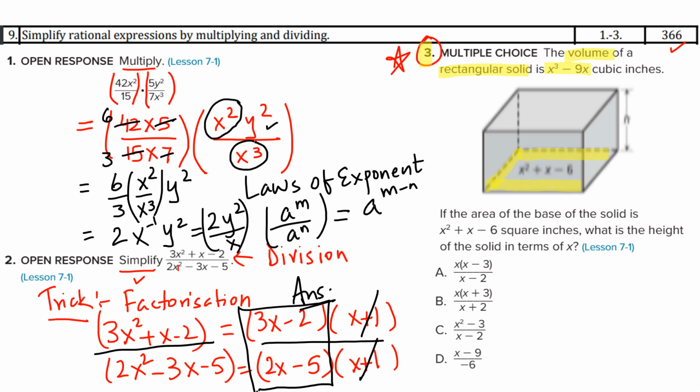This one, the base is a rectangle. That's why it has the name rectangular solid or cuboid. So you have a quadratic equation given here. The area of the base is the area of this rectangle, correct? Because it's in rectangular shape.